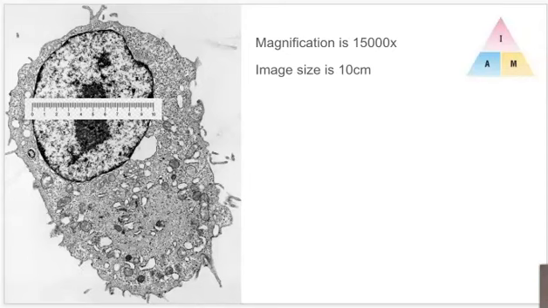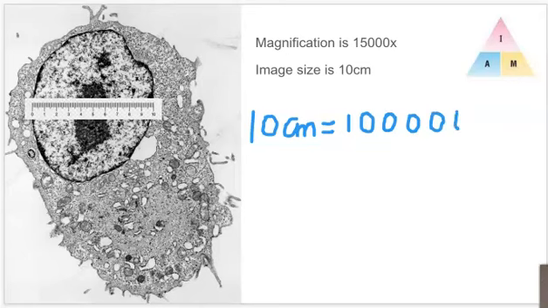So let's turn 10 centimeters into micrometers. So 10 centimeters, times it by 10 to get it into millimeters, and then you times it by 1,000 to get it into micrometers. So it's going to be 10 with a 0 for times 10, and then 3 extra zeros for times 1,000. So 10 centimeters is the same as 100,000 micrometers. So that's I, our image size.